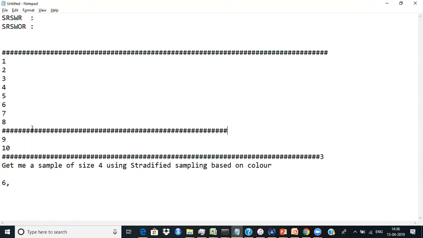Yes, sample of size 4 means get me 4 balls, or the numbers from the balls basically. Okay.